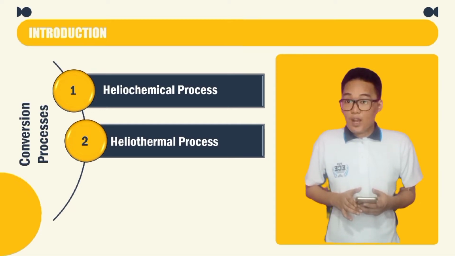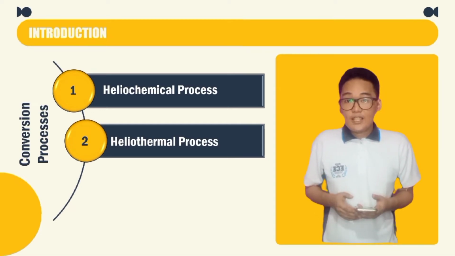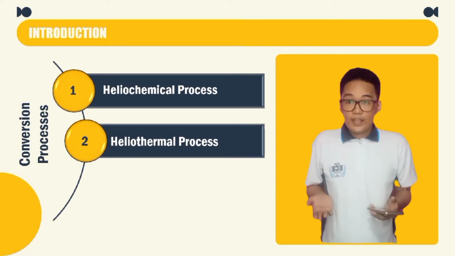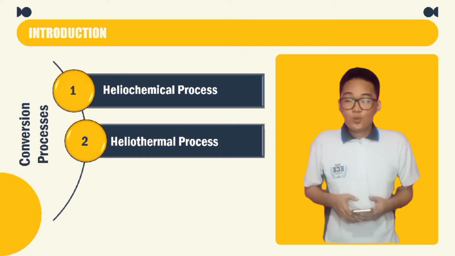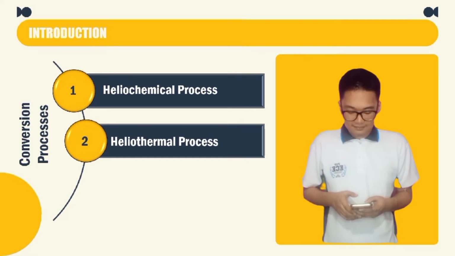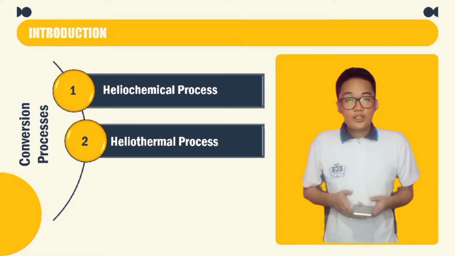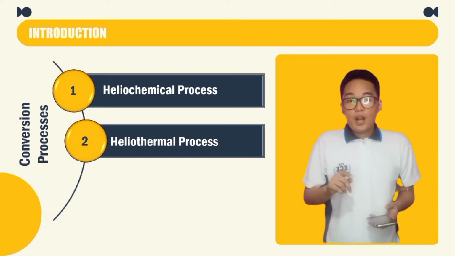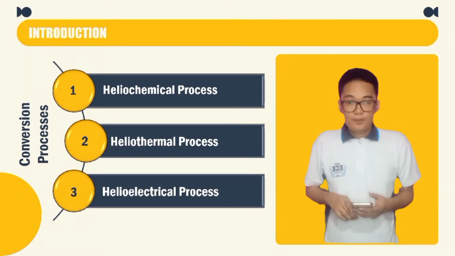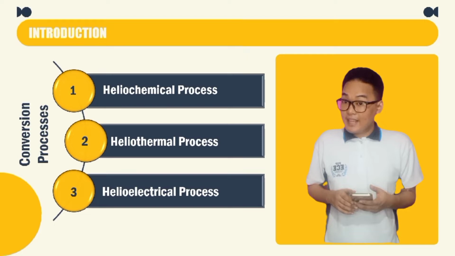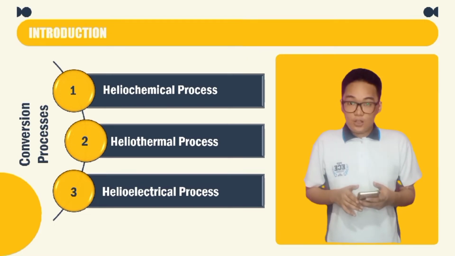Heliothermal process is the process to go for in applications that involve space heating and cooling, and also for the production of hot water. Finally, when solar radiation is converted directly to electricity, the process is called helioelectrical. Photovoltaic or solar cells carry out the helioelectrical process.